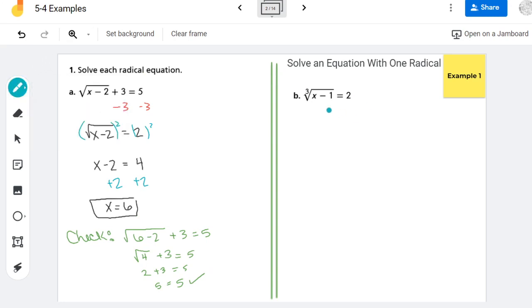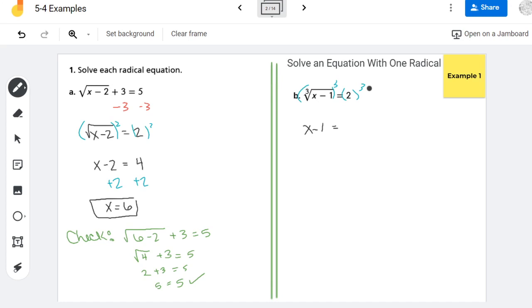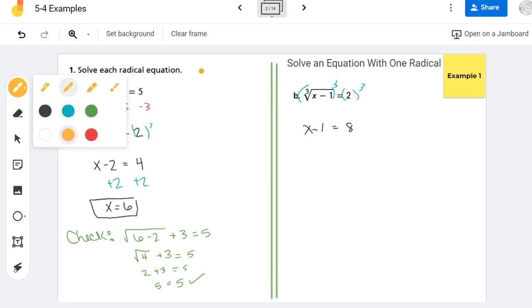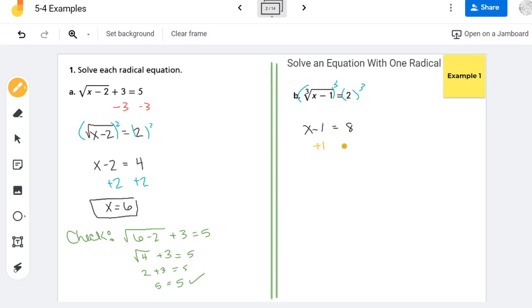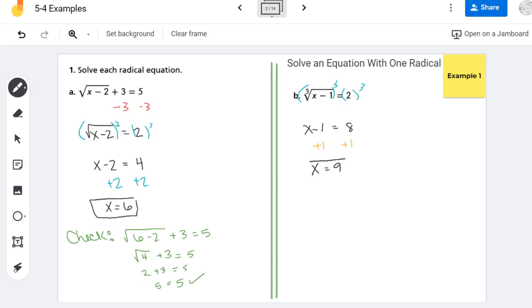Now let's try it just one last time. Here the root is already isolated, so I'm just going to cube both sides to get rid of it. On the left, I have x minus 1, and on the right, 2 cubed is 8. Then I'm going to remove that 1 by adding 1 to each side of the equation, which gives me that x is equal to 9.